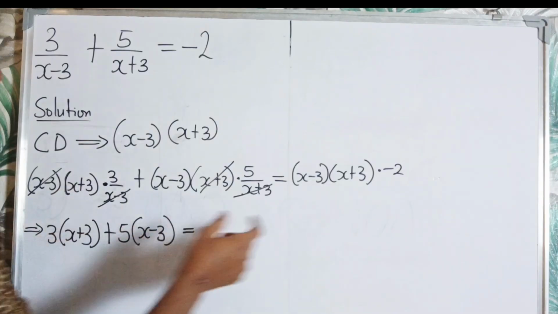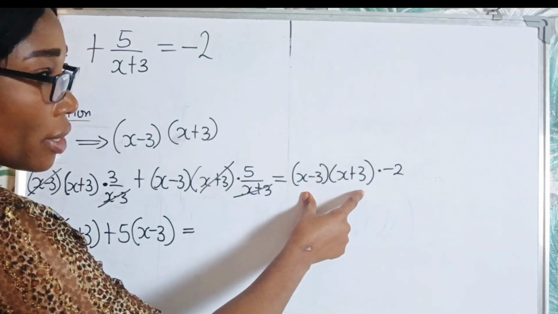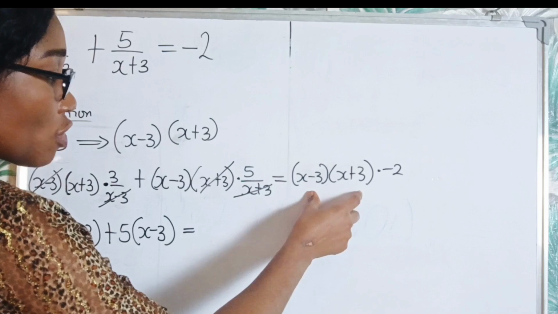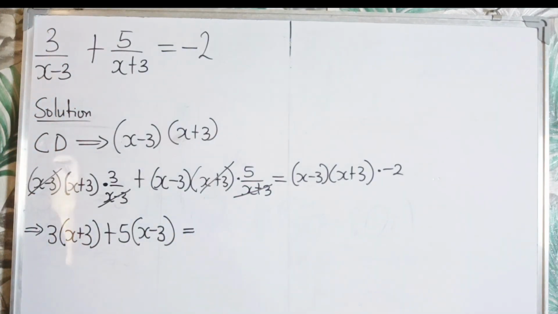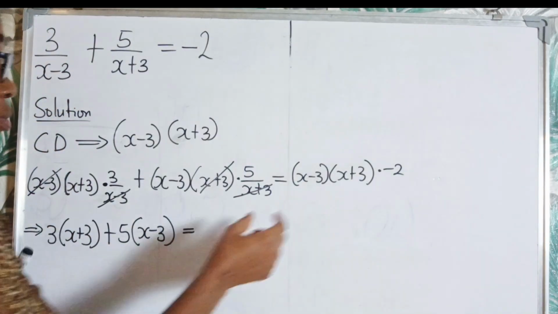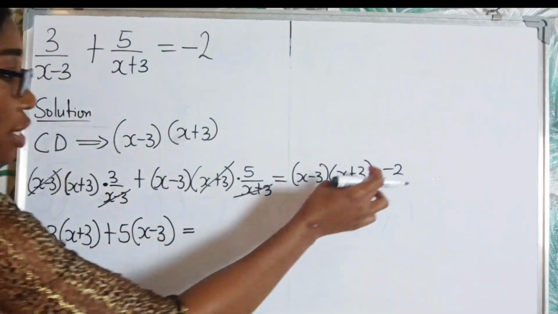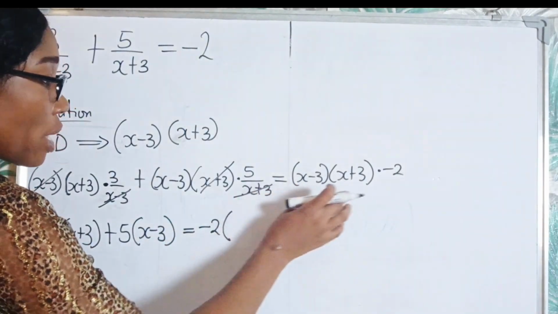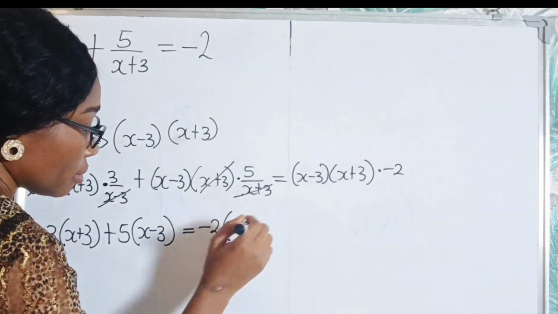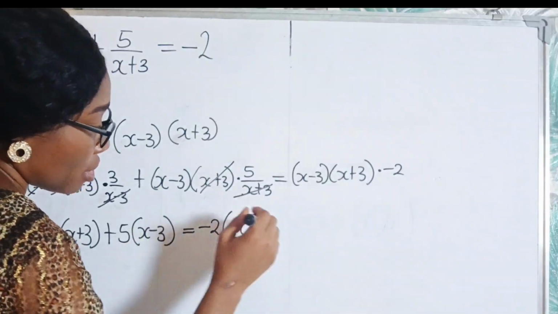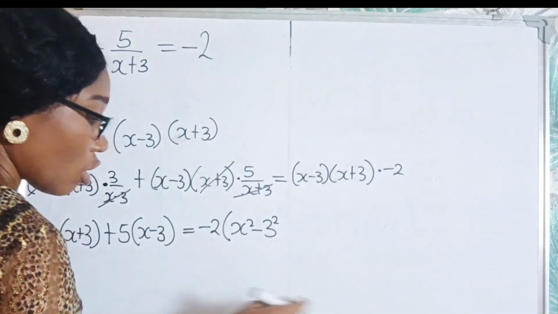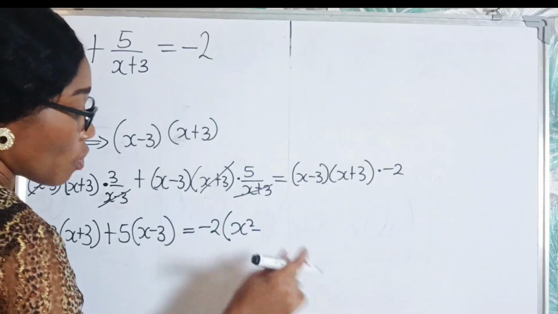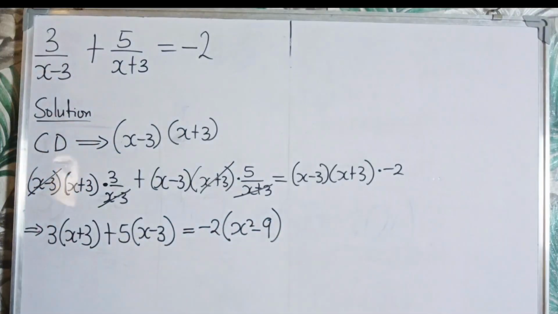looking at this, it is a difference of two squares, one of the algebraic identities. All right, so if you multiply this out, let's bring in our minus 2 first. This is minus 2 into, you open this bracket, you're going to have x squared minus 3 squared, or let's just call it minus 9. x squared minus 9. Okay, very good. So let's open this bracket. That's the next thing to do.